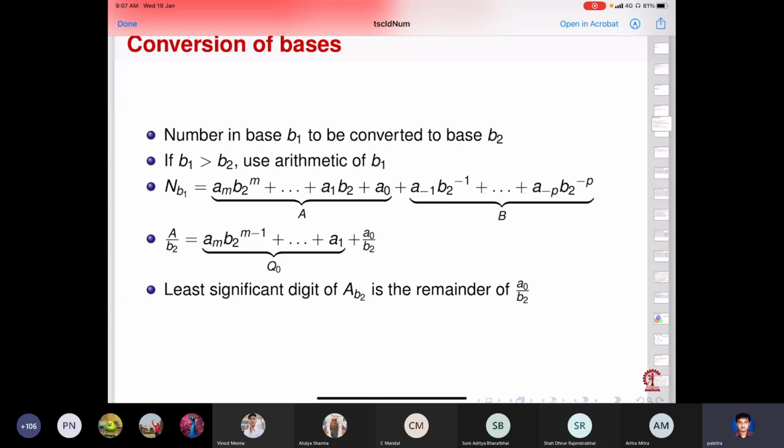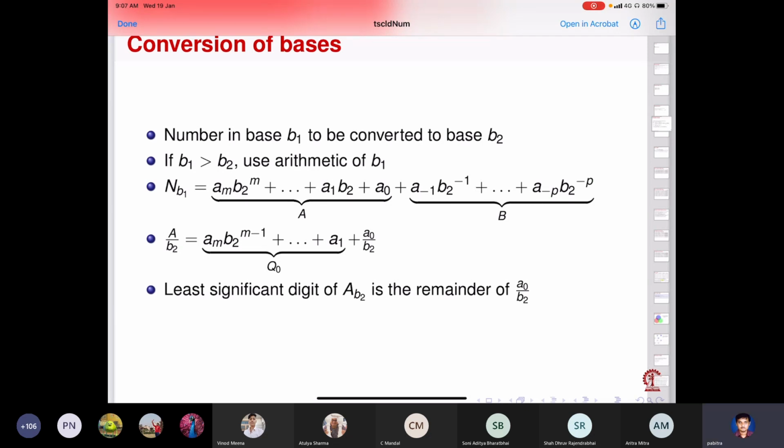Okay, so let's try to derive that. Let's take a number n in base b1. b1 is the higher base, the decimal. Now you split it into two parts. The first part is the integer part, call it a. And the second part is the fraction part, call it b.